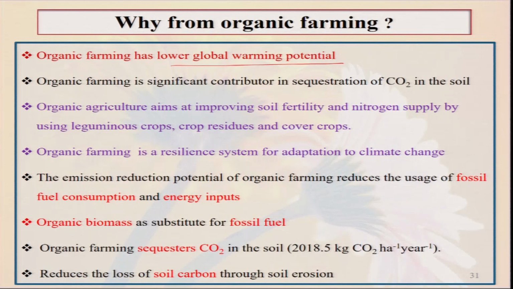So although the total amount of nitrous oxide released from urea and nitrogen fertilizer is less, the total consequence in global warming potential is high compared to organic farming. Similarly, it is a resilient system. In organic farming we are always promoting crop diversity.